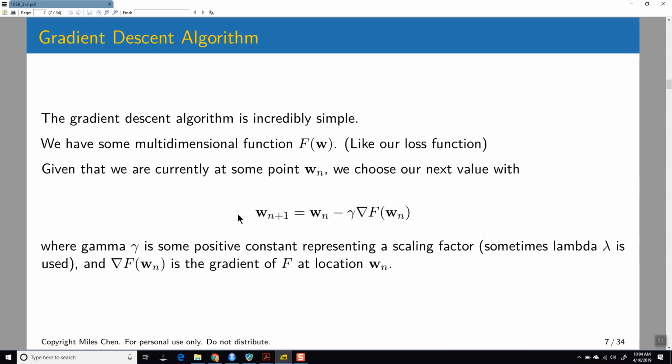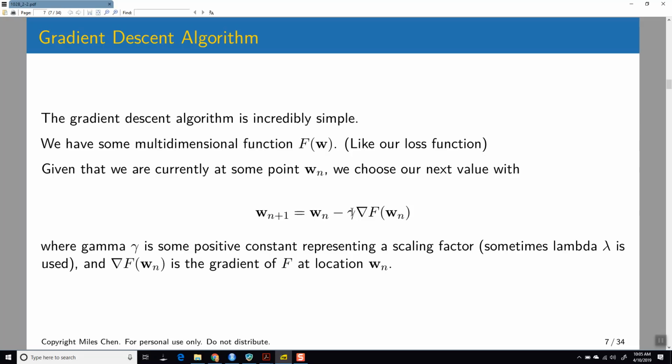This is the basic algorithm. You have some location W. You find the gradient at that location W sub n. So you're at some location W sub n, you find the gradient at that location, and you take a step in the opposite direction. The gradient points in the direction of greatest increase of the function, so if you move in the opposite direction, you'll be moving in the direction of the greatest decrease of the function at that location.